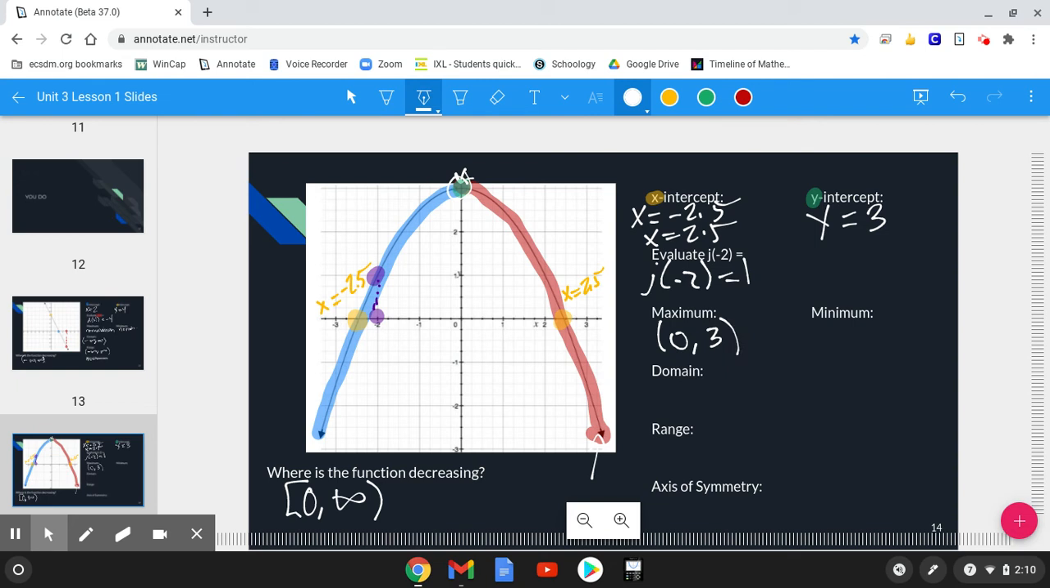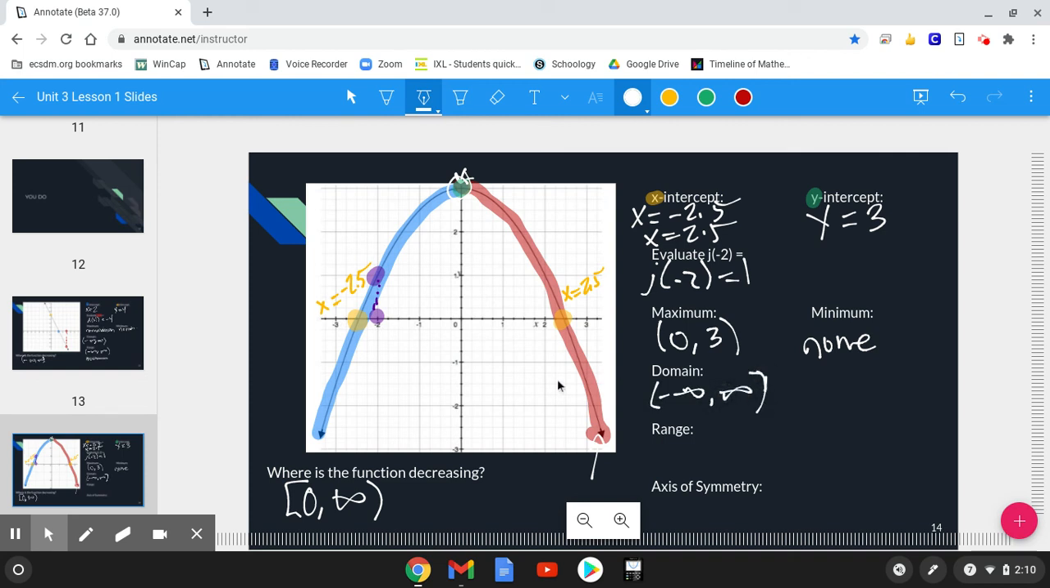What's the minimum? Notice how both ends of the graph have arrows. That means they're going to keep extending downward. So there's no actual minimum. It won't ever stop. It'll keep going down. So there's no minimum. What's the domain of the function? The domain is negative infinity to infinity.